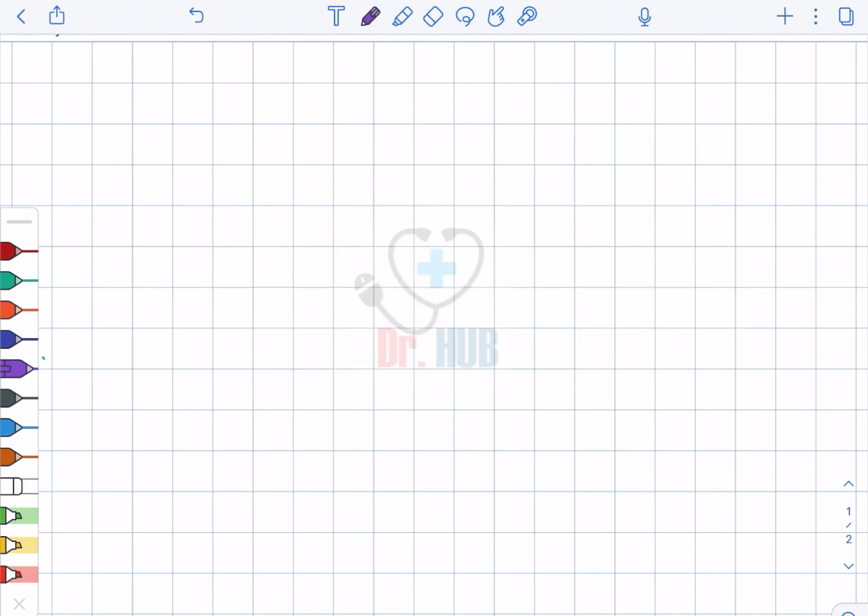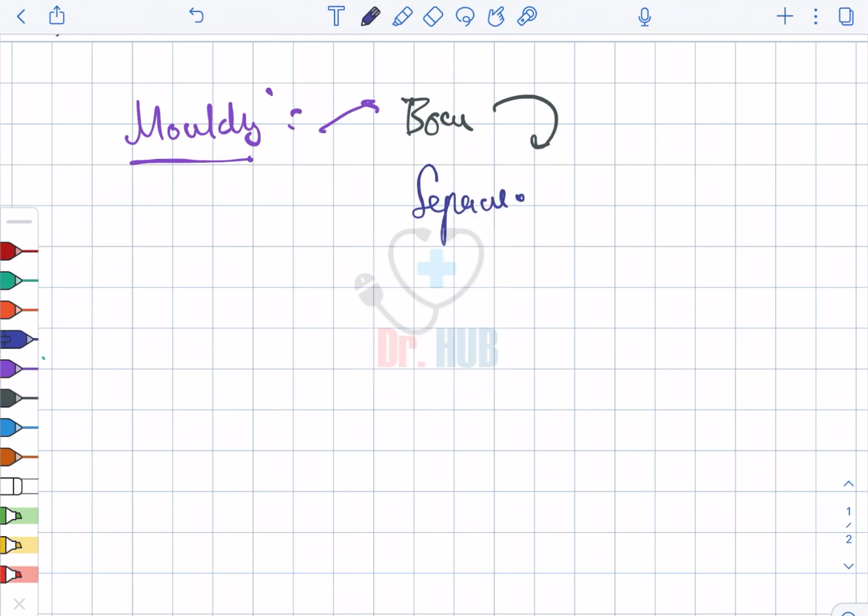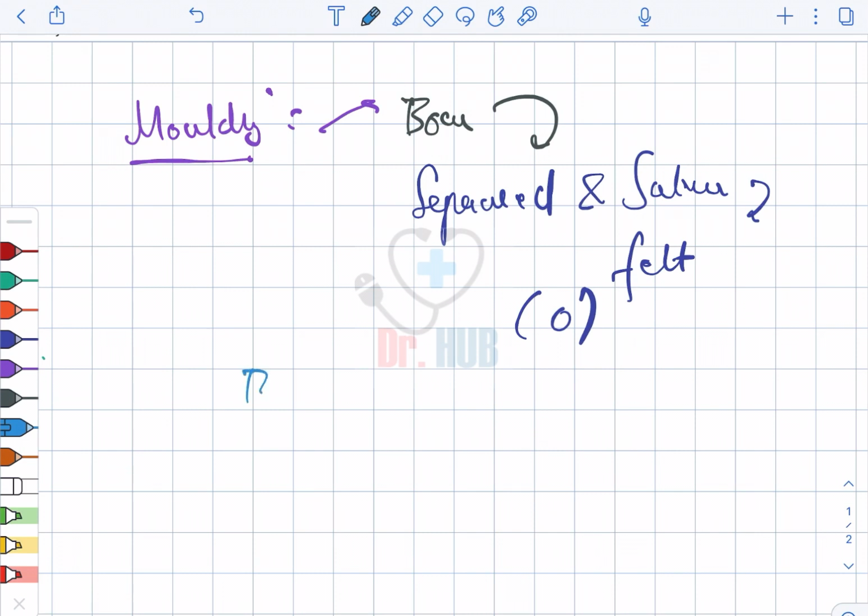There is a concept of molding. So what is molding? Molding is basically the bones. There are gradings given. In case the bones are separated and the sutures can be felt, this is 0. Next, if the bones are touching, it is 1 plus.